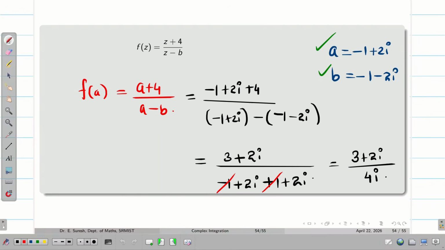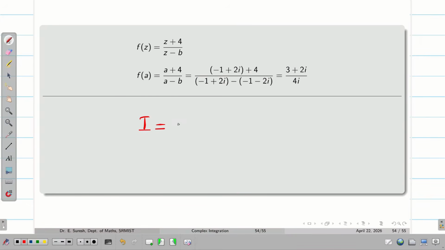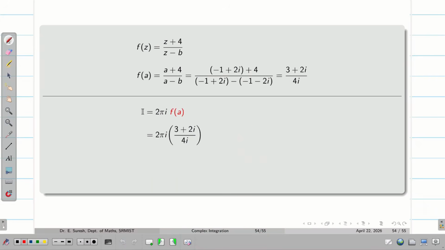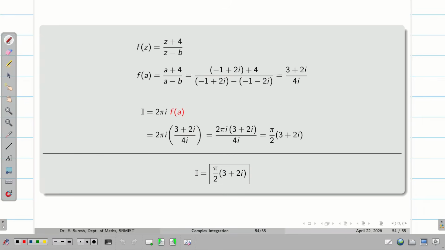Next, we have to substitute this f of a in capital I. Capital I is equal to 2 pi i into f of a. So 2 pi i into (3 plus 2i) divided by 4i. Cancelling i and 2, we get the answer pi by 2 into (3 plus 2i). Therefore, my final answer is capital I is equal to pi by 2 into (3 plus 2i).